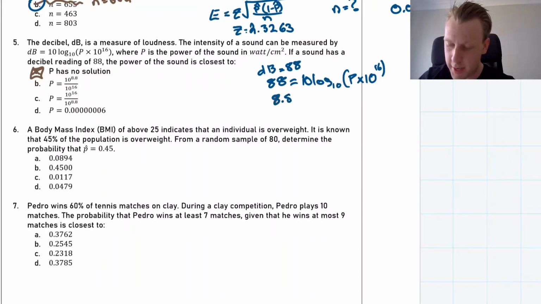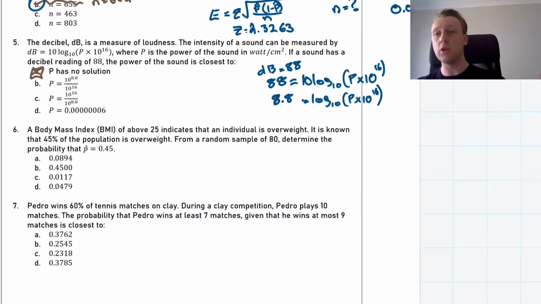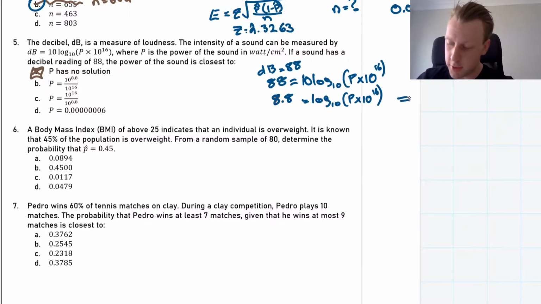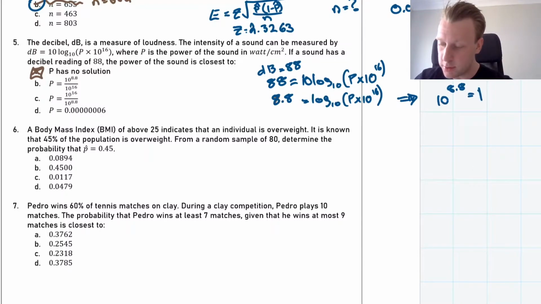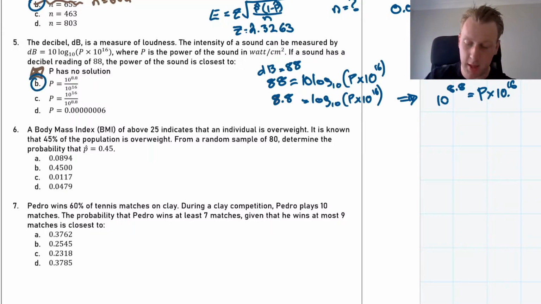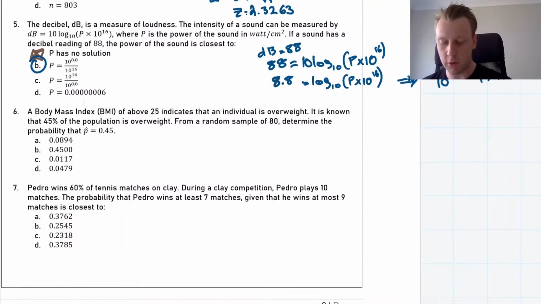So if I divide by 10, I get 8.8 equals log base 10 of this stuff here. Then I can apply my log to exponent translation: 10 to the power of 8.8 equals P times 10 to the power of 16. Divide by 10 to the power of 16 and you're going to get B, which is 10 to the power of 8.8 divided by 10 to the power of 16. So just be a little bit wary of solve n.